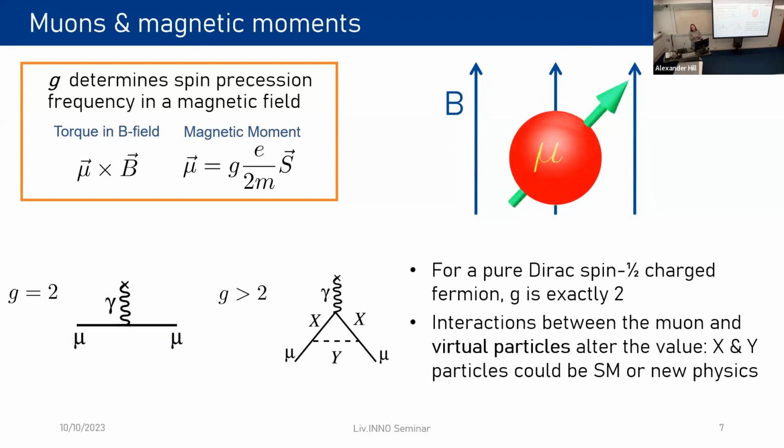And we're interested in measuring those virtual particles. So that's why we designed an experiment where we can try and see exactly which particles are getting in the way of the interaction between the muon and the magnetic field. This is the way that it would happen. If you're used to looking at Feynman diagrams, you could have particles entering in loops here, and we're interested in what the particles in this loop are.